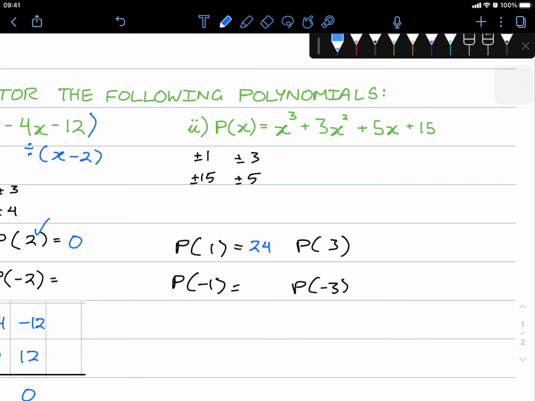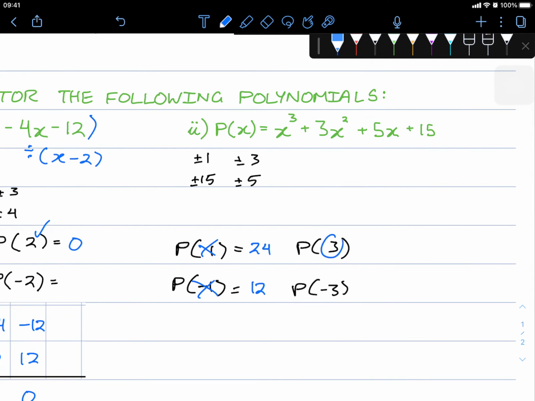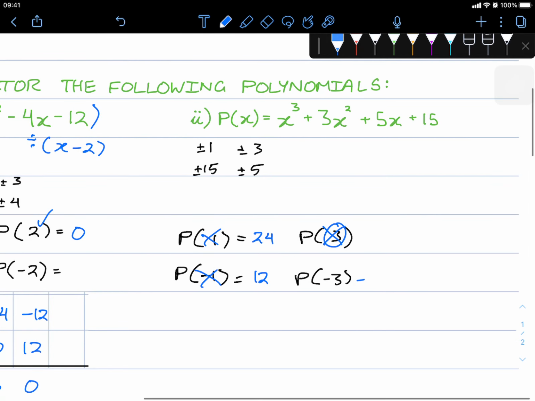Trying negative 1, I get positive 12. So these two don't work. Let's try, well, just looking at this, we know positive 3 won't work because these will all be positives. So we get a very big number. So I already know that's not going to work. So let's try negative 3. Let's see what we get. I get 0. That there is a factor.